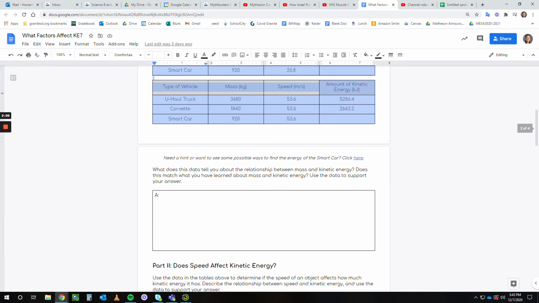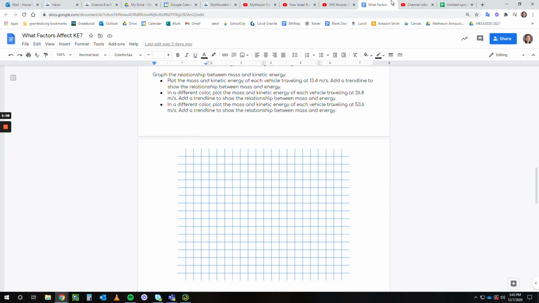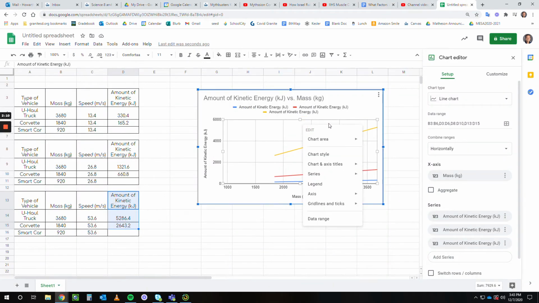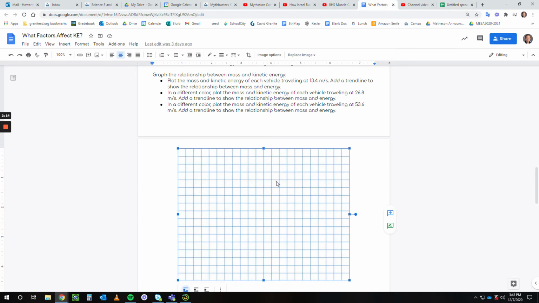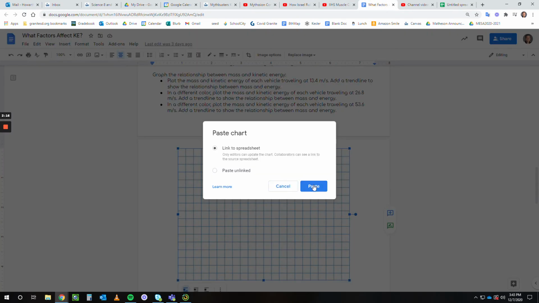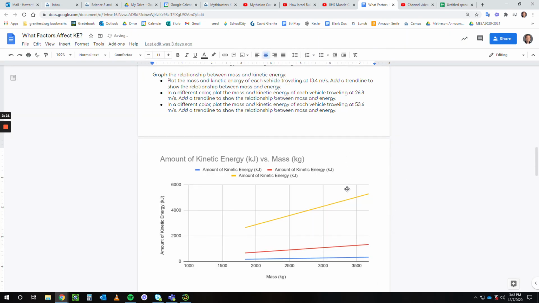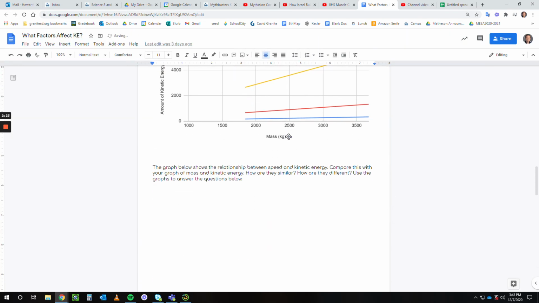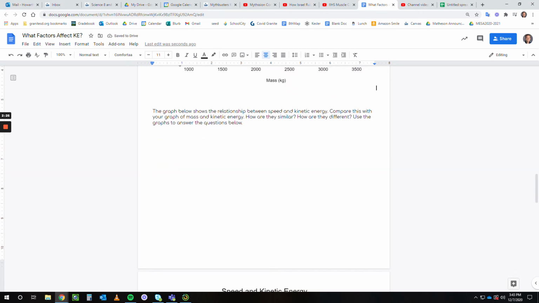Now when I go back to this, I already did this. So you can take that graph, or that chart, you're going to copy it, so Control C, and then go ahead and paste it in to here. You can paste it linked or unlinked, doesn't matter, as long as I can see it. Okay? That should show up right there. So you didn't have to graph it by hand.